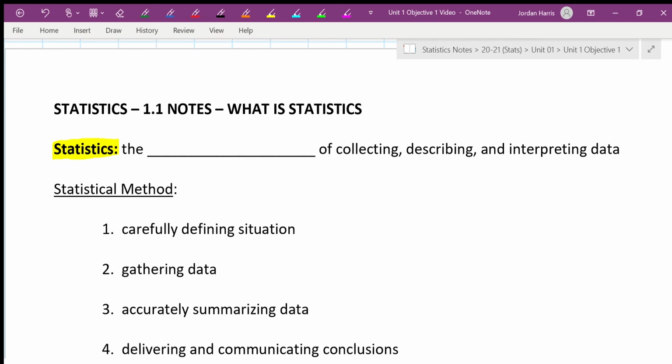Obviously, this is going to be a very important word. And I want to clarify something. A lot of people think this is just a normal math class, but this first definition is going to tell you the science of collecting, describing, and interpreting data. That is statistics. Notice it has the word science in it. This is not a typical math class. There is going to be vocabulary, there's going to be definitions. You'll see that this first chapter is almost all vocabulary.